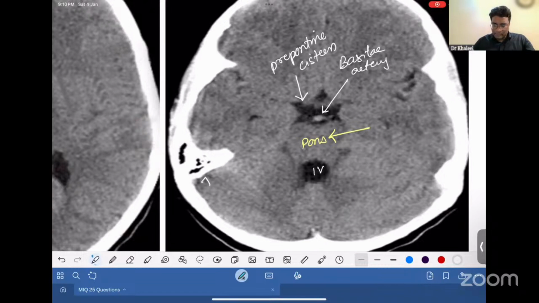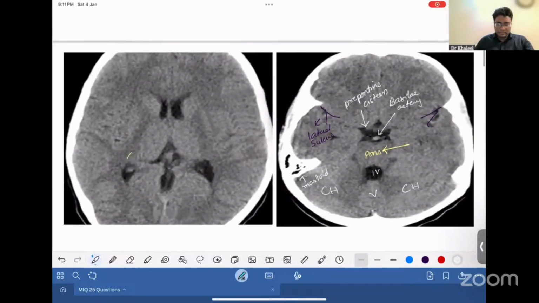These are your mastoid air cells. These are your lateral sulcus on either side. So all of this, the sylvian fissure or lateral sulcus, is important. This is the vermis, and these are the cerebellar hemispheres on either side. Okay, so these are the different structures. You know this by now.